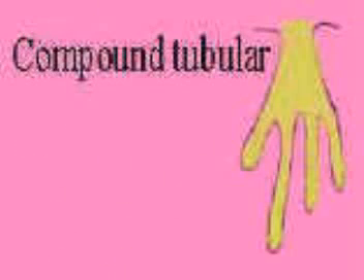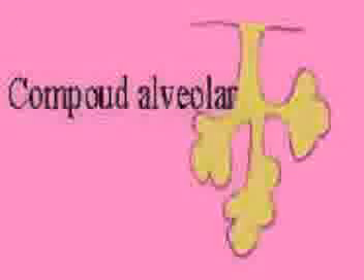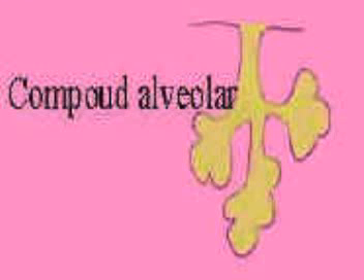Glands can either be unicellular or multicellular. An example of a unicellular gland is the goblet cell, which secretes mucus. A broad classification of glands recognizes 2 types of glands: exocrine and endocrine glands.